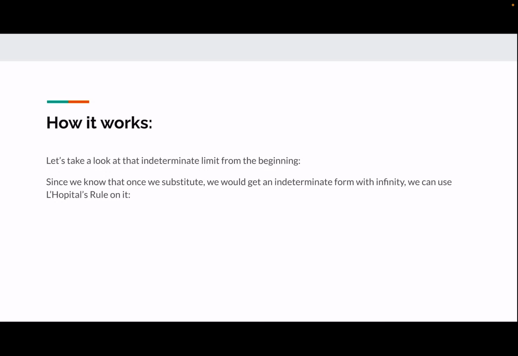I'm going to take a look at the indeterminate limit from the beginning, where we had the limit as x approaches infinity of x squared minus 6x over x cubed plus x squared plus 2. Here we know that once we substitute, we would get an indeterminate form with infinity, as we just saw above. So the condition for the indeterminate form has been met, and we can use L'Hopital's rule on it. So the first thing I'm going to do is take the derivative. And I encourage people trying at home to also do this as they go along with the PowerPoint.